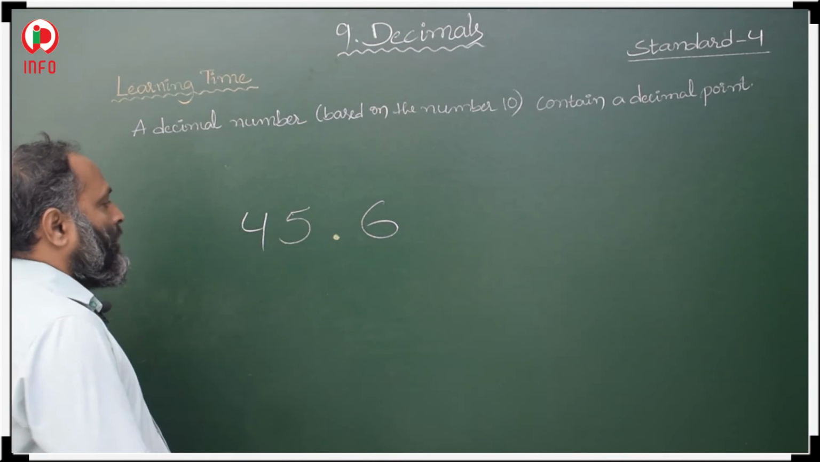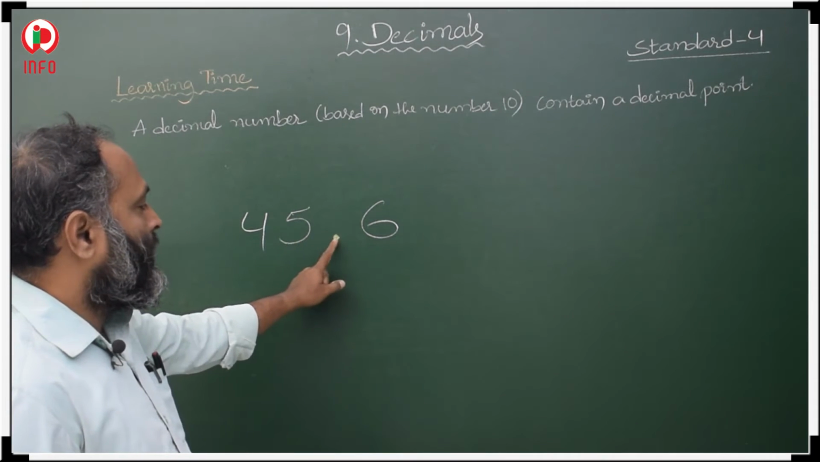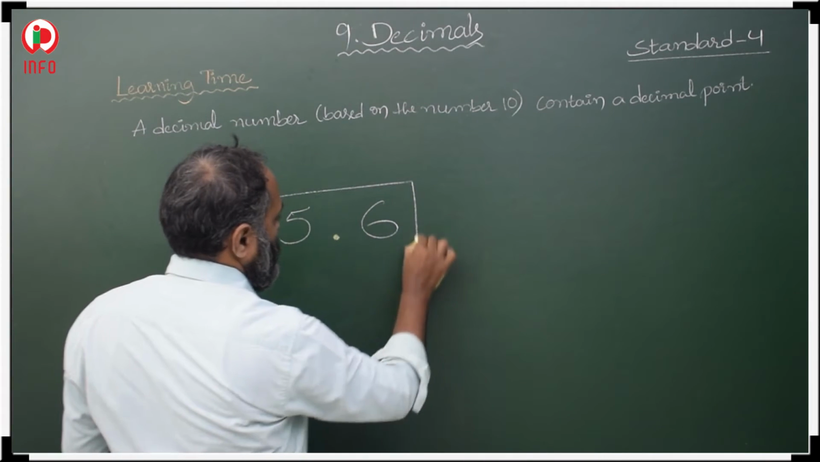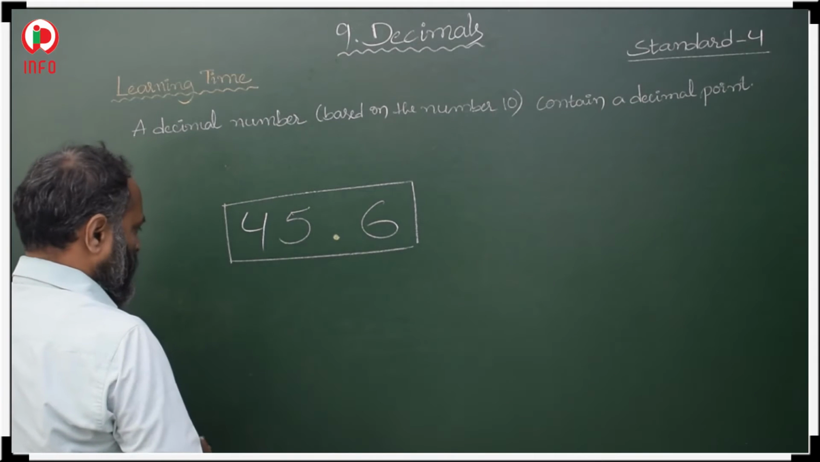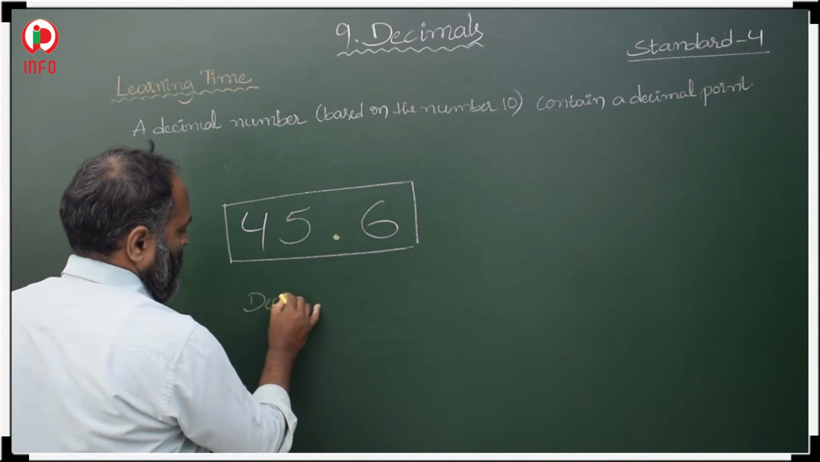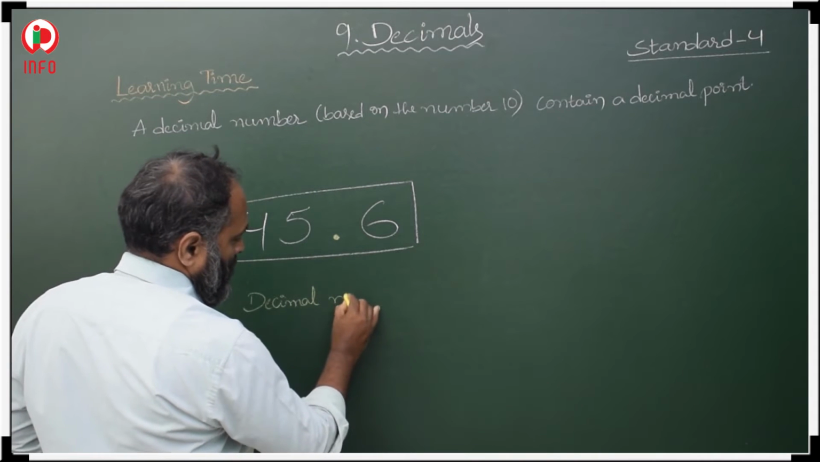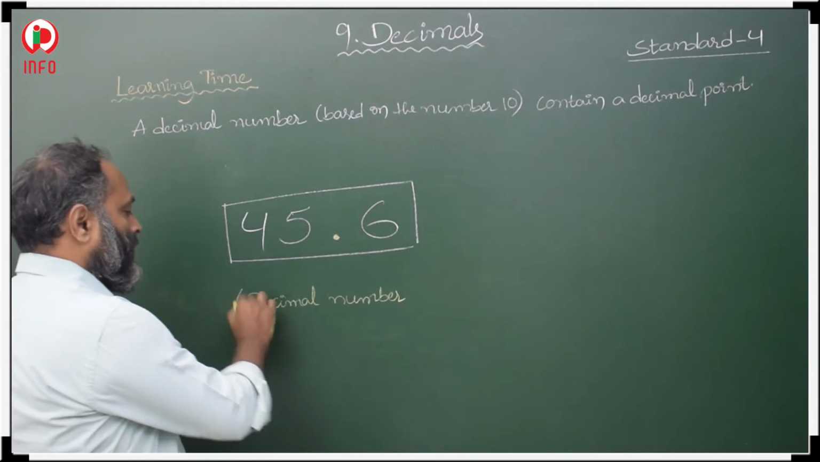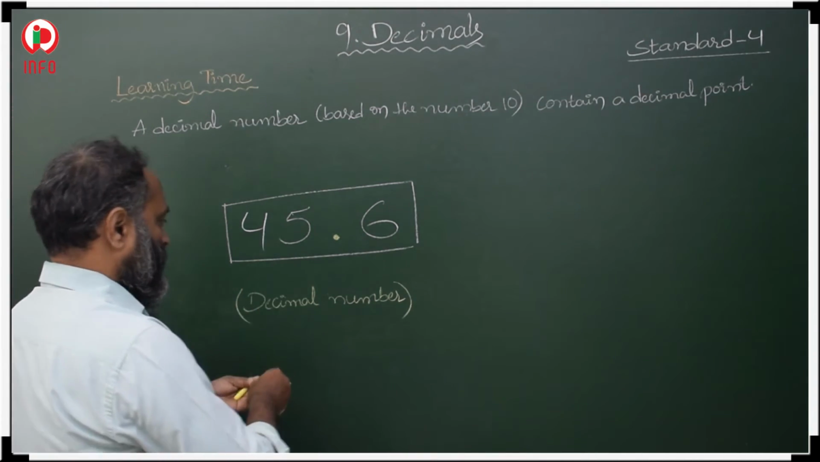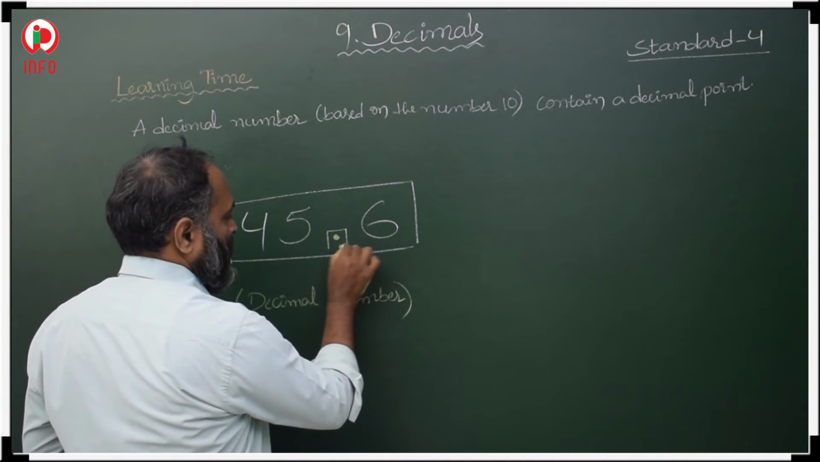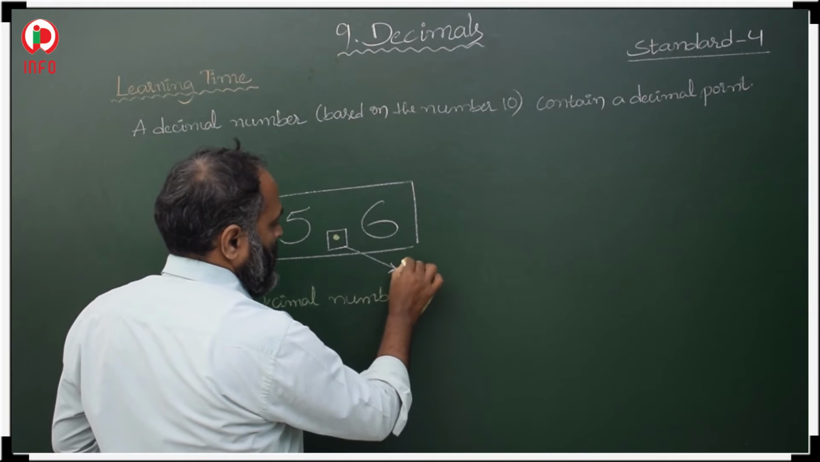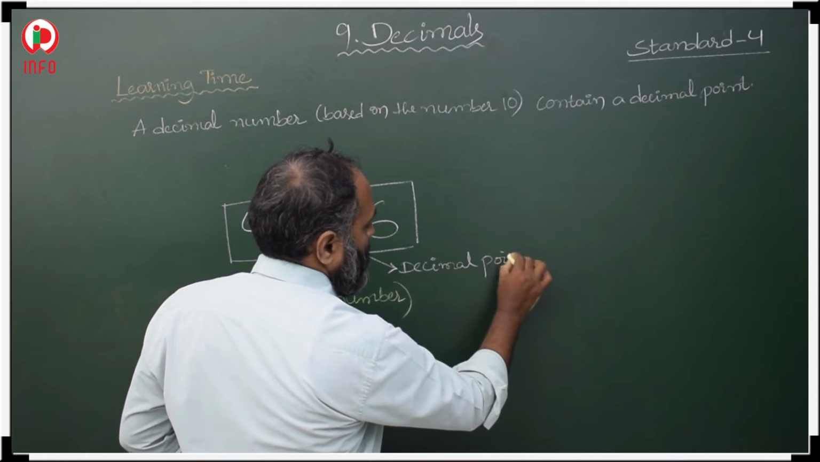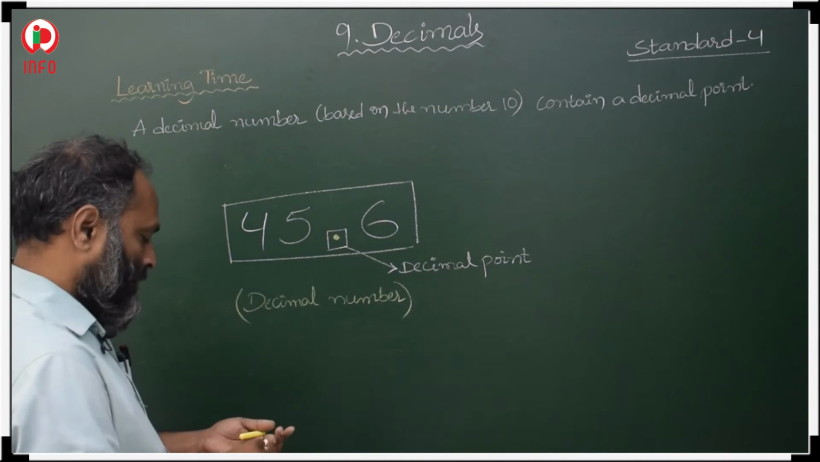See here. So before that, 45.6. So this is a complete decimal number. This is our decimal number. Okay. So in this decimal number, this is the decimal point. Okay. Now, this we know.